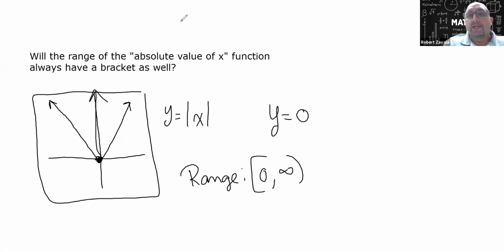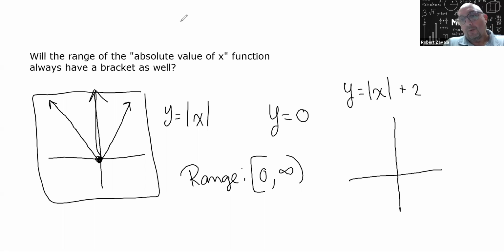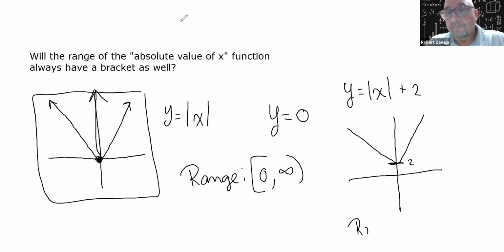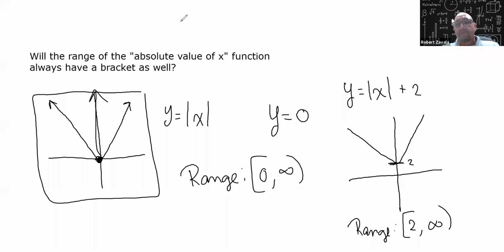Let's switch it up a little bit and let's do y equals the absolute value of x plus 2. Now we know that's going to shift my graph up 2 units. This would be 2. Now when I look at the range for this graph, my range would be from 2, notice 2 is in a bracket because the graph actually does touch 2. It goes from 2 to infinity.